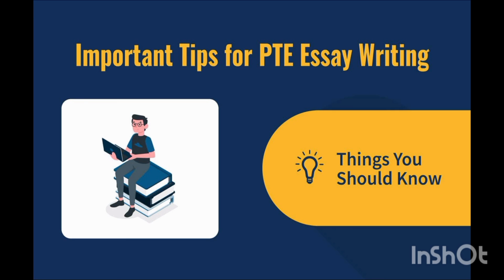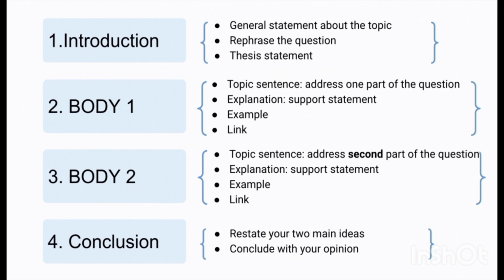Now the important tips for PTE essay writing: what you have to keep in mind and what you have to prepare before attempting the essay, because this is the most crucial part for many students who don't know how to speak and write in English. Basically you have to divide it into 4 parts: the introduction, like a general statement about the topic, then body number 1, addressing one part of the question with an example and a link, then body part 2, and finally you have to conclude your answer.